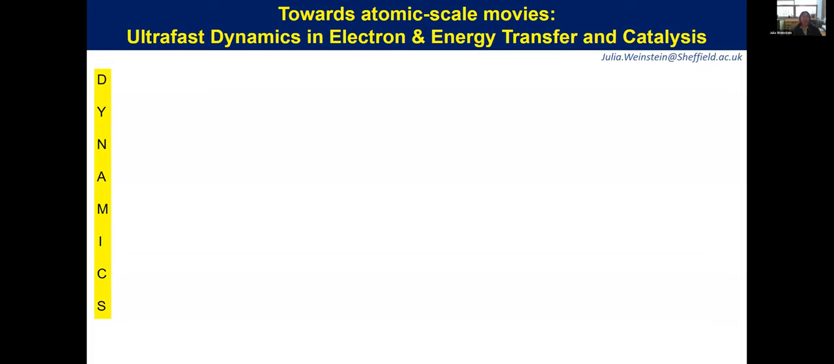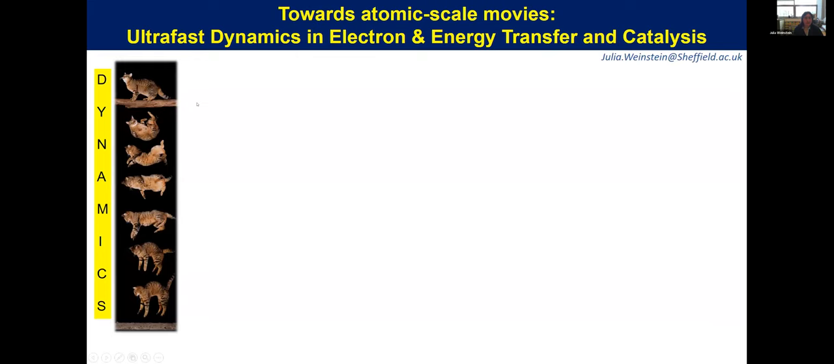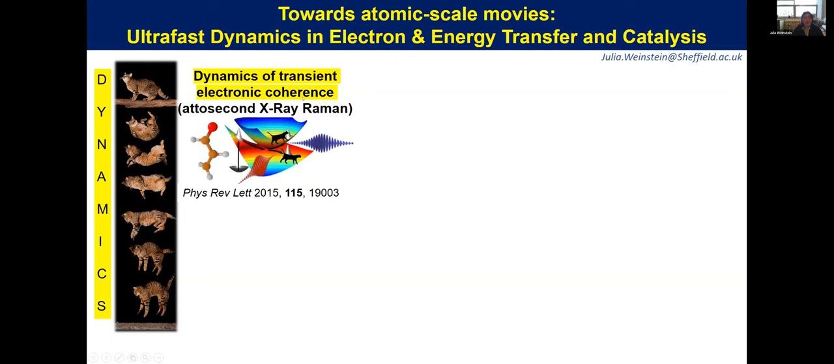So why do we want XFELs? Because we want to have ultrafast structural, electronic, and spin dynamics in the same experiment. And the animation isn't working. There we go. Yeah. So for those of you familiar with X-rays, you've probably seen this cat falling many times. For those of you probably less familiar, here it is, and that's what we want to look at in our chemical reactions. So, for example, what can you do? Well, you can look at dynamics of electronic coherence, and this was done, for example, with attosecond X-ray Raman.